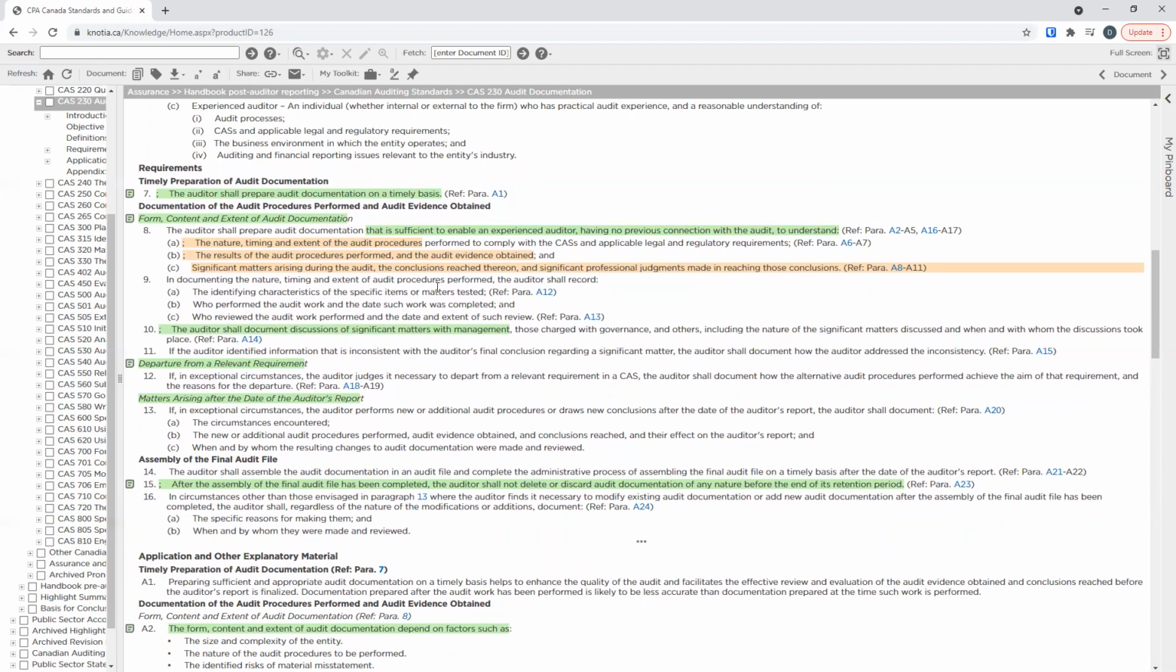Next is the form, content and extent of the audit documentation. The documentation should be sufficient to enable an experienced auditor having no previous connection with the audit to understand. Now, this is very important. It shouldn't be cryptic, like only the team members who have done that audit would understand what it means. Suppose the partner has gone on leave or has left the firm, and another partner is taking over the audit and wants to review what has happened. It shouldn't be that only the other person would know.